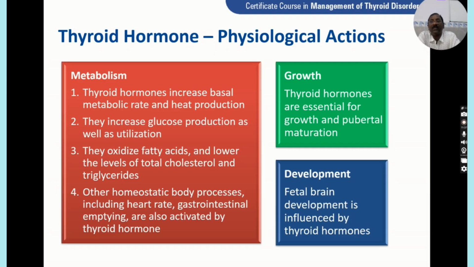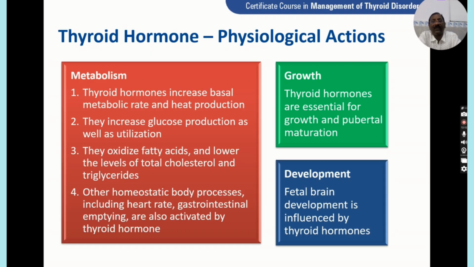According to metabolism, the thyroid hormones increase the basal metabolic rate and heat production. That is the reason people with higher T4 levels, that means hyperthyroidism or thyrotoxicosis, will have a higher metabolic rate, higher hunger, higher thirst, increased appetite, etc. They increase glucose production as well as utilization. So this is also very important. That is the reason hypothyroidism is very common with type 2 diabetes, because it is very much related to glucose production and also glucose utilization.